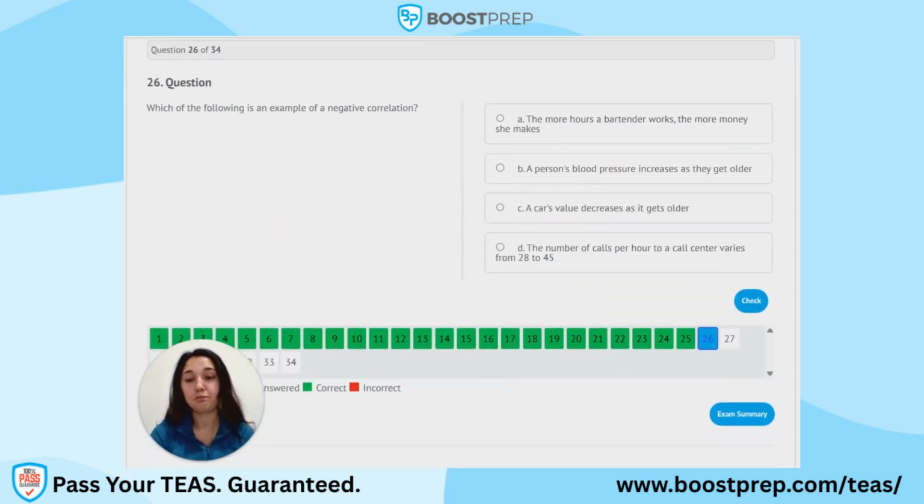Question 26. Which of the following is an example of a negative correlation? A, the more hours a bartender works, the more money she makes. B, a person's blood pressure increases as they get older. C, a car's value decreases as it gets older. D, the number of calls per hour to a call center varies from 28 to 45.